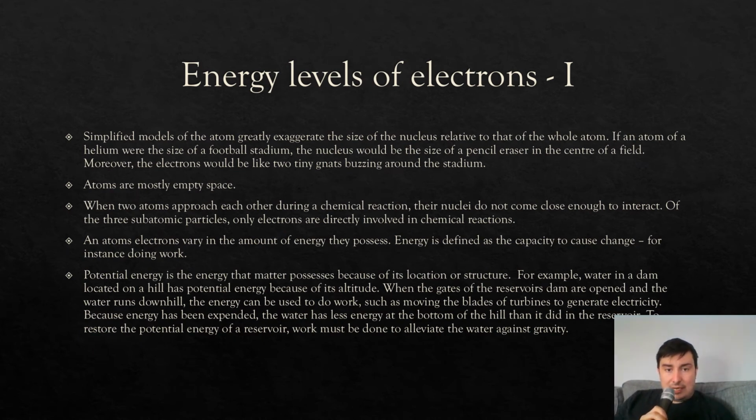Simplified models of the atom greatly exaggerate the size of the nucleus relative to that of the whole atom. If an atom of helium were the size of a football stadium, the nucleus would be the size of a pencil eraser in the centre of the field. Moreover, the electrons would be like two tiny gnats buzzing around the stadium. Atoms are mostly empty space.